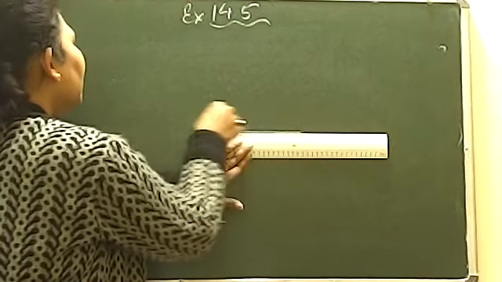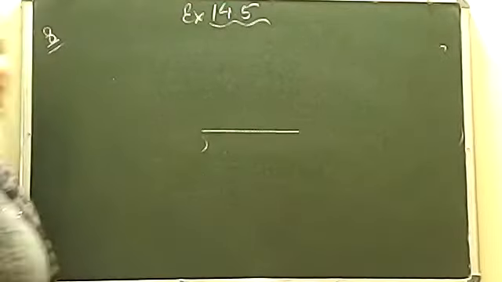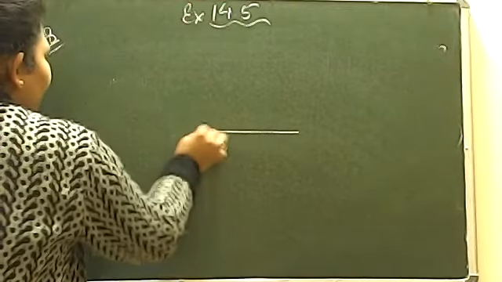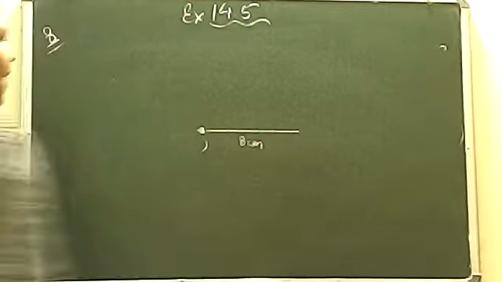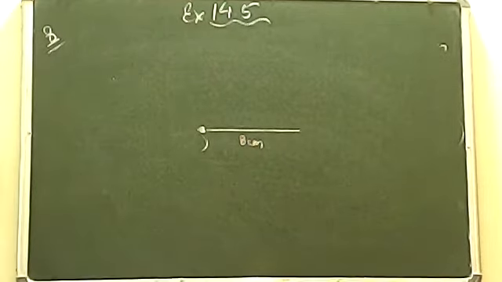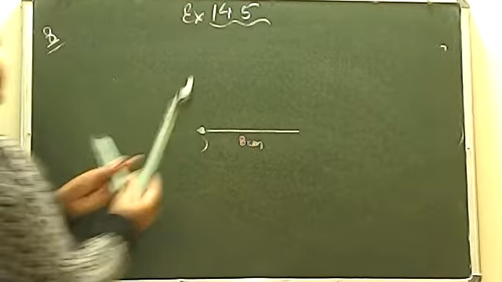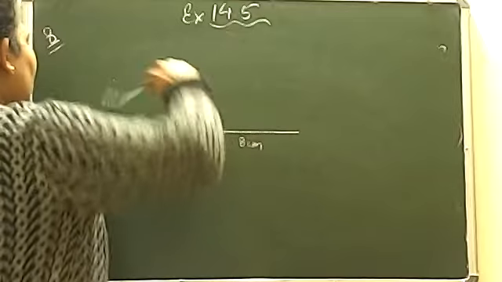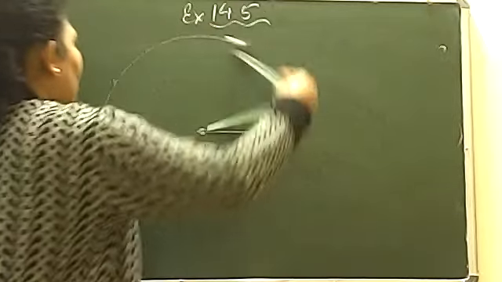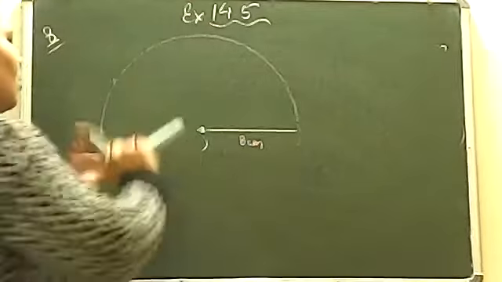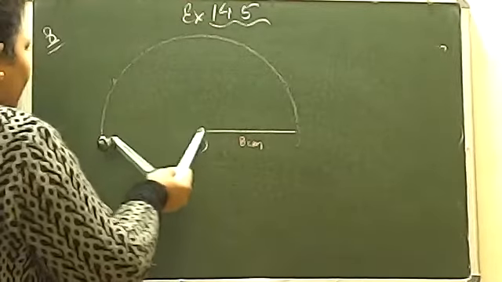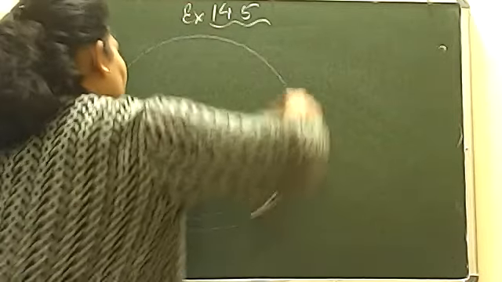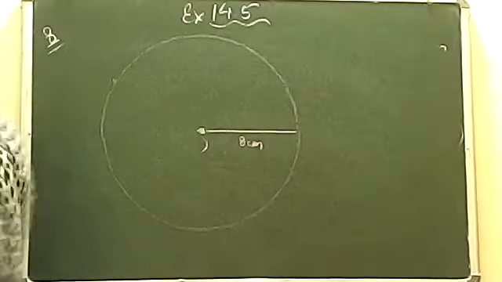I am taking little bigger so that I can explain you properly. ठीक है? I am taking the radius 8 centimeter because I need to explain this question. So I want a little big diagram. So I am drawing the circle now. Done. ठीक है? My circle is ready.